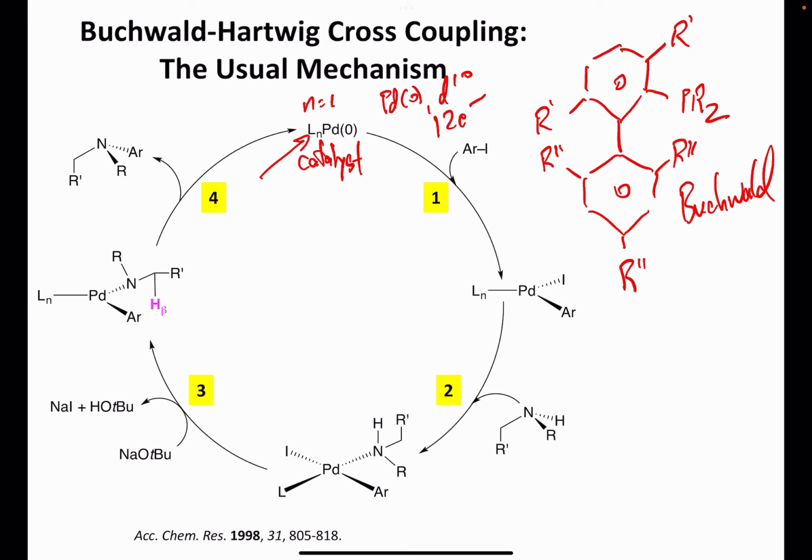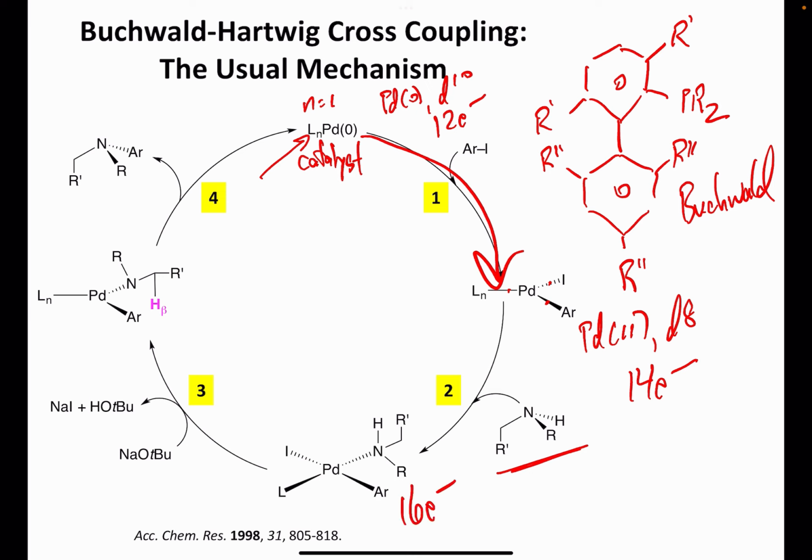The first step is the oxidative addition of an aryl halide. In this case, I've drawn it as aryl iodide. You then get a palladium 2, d8, 14-electron compound. That 14-electron compound can now coordinate an amine. When it coordinates an amine, we now have a 16-electron palladium 2, d8 compound.